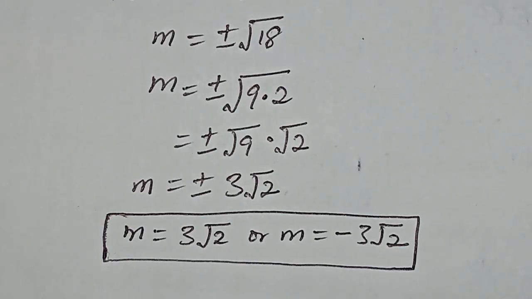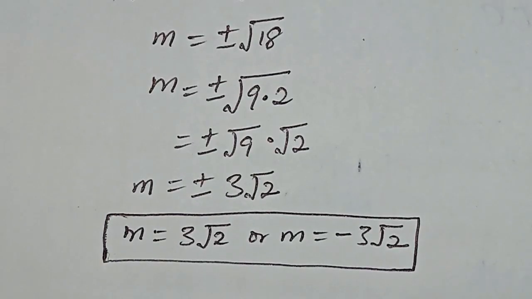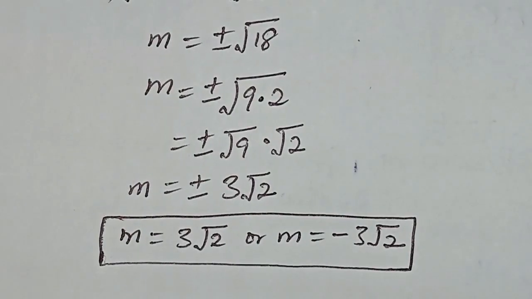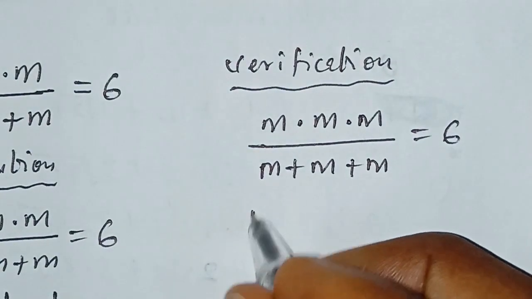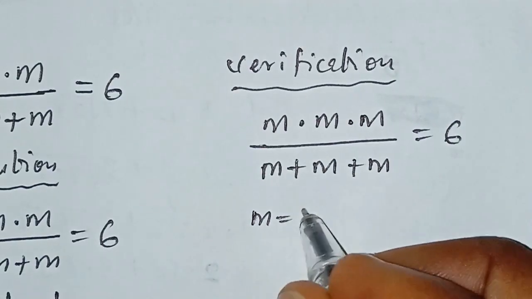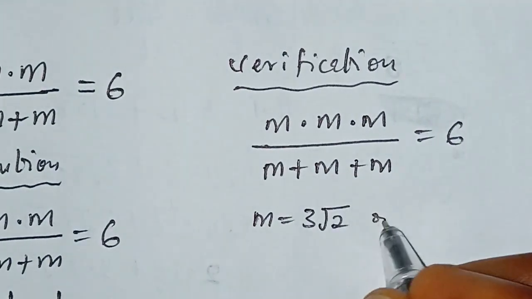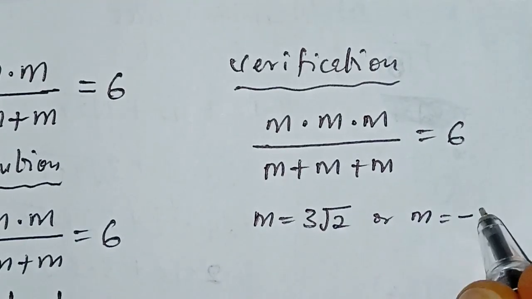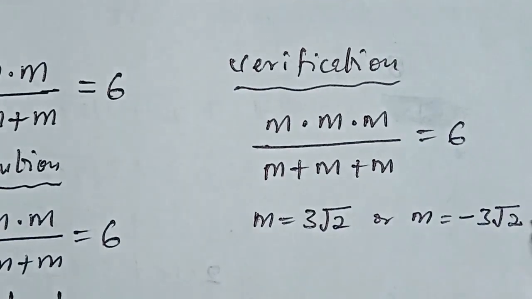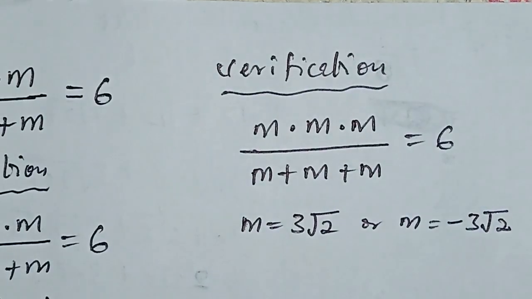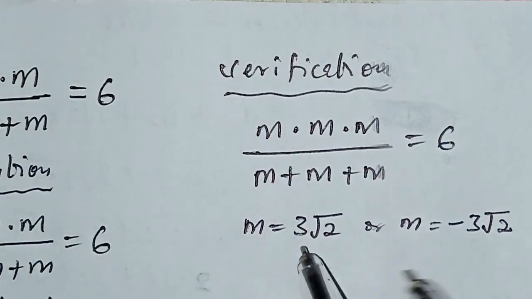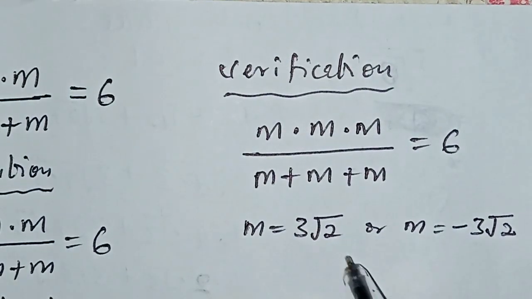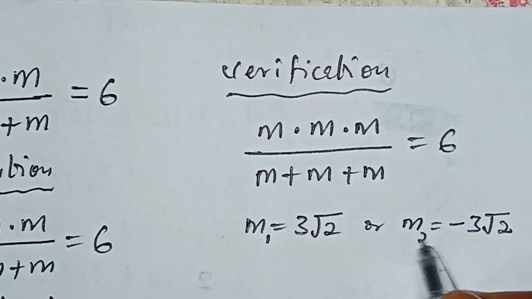So, having gotten this value of m, we can as well verify the value from our earlier question. For the verification of our value of m, we can take either one of the two values, which imply m is equal to 3 square root 2, or m equals minus 3 square root 2. Either one of these two values we can use to verify our solution. So let's take one of these two values of m. This is m1 and this will be m2.